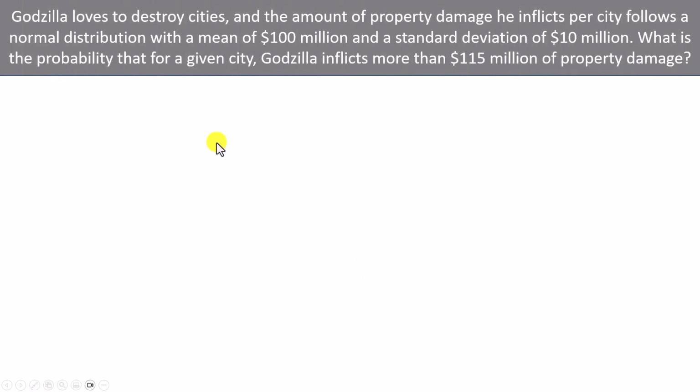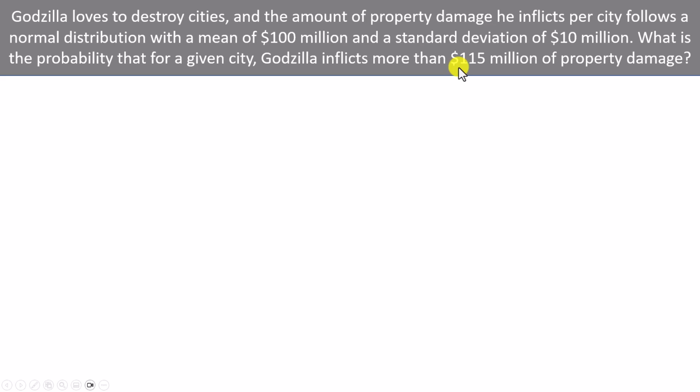So we have Godzilla, and Godzilla, of course, loves to destroy cities. That's what he's known for, and that's what he does. And, depending on the city, he does a different amount of damage. So the amount of property damage that he inflicts per city follows a normal distribution with a mean of $100 million and a standard deviation of $10 million.